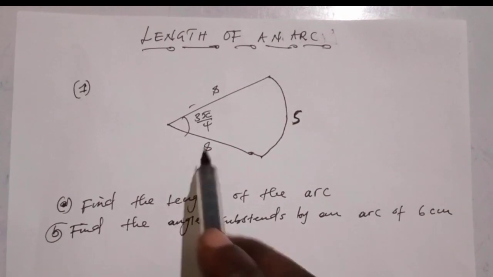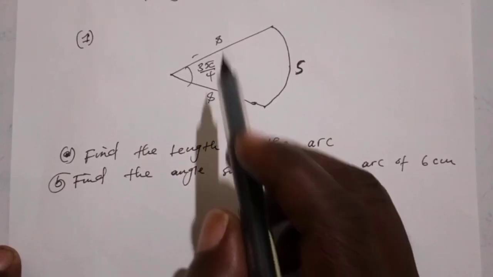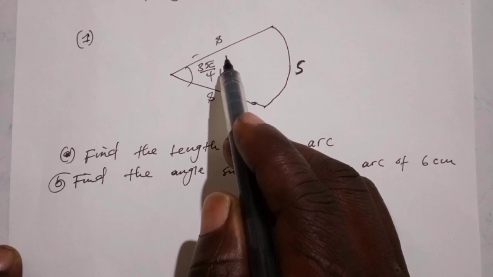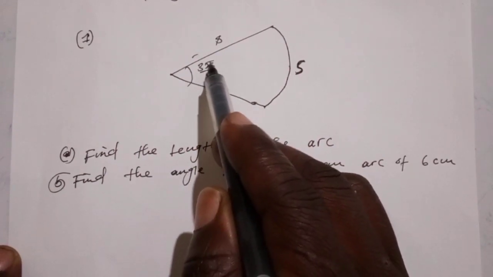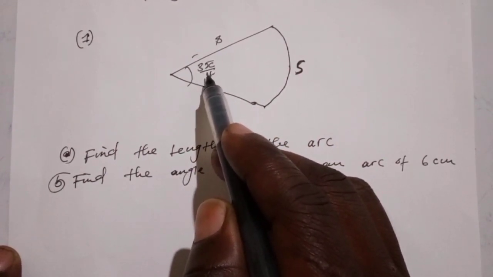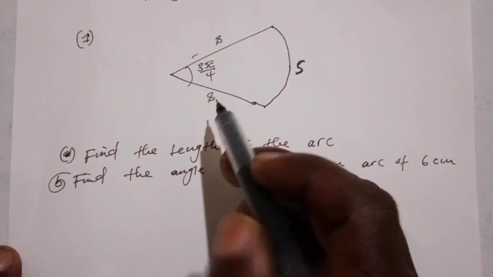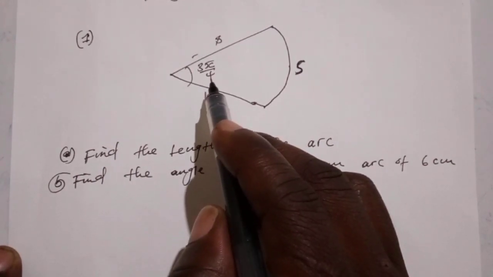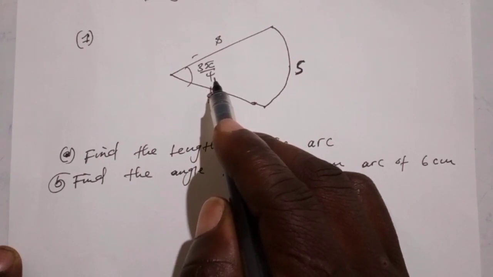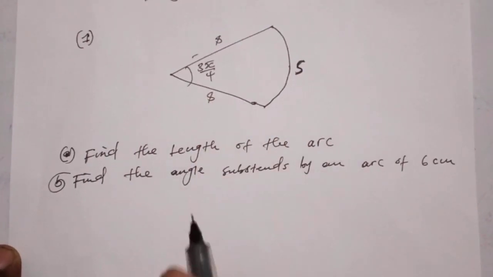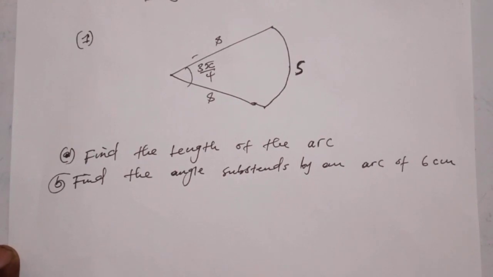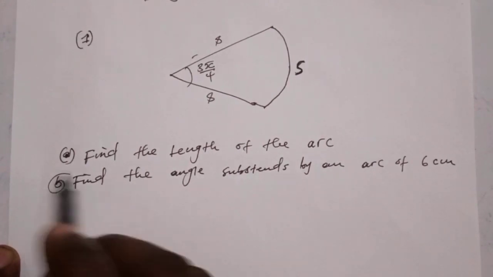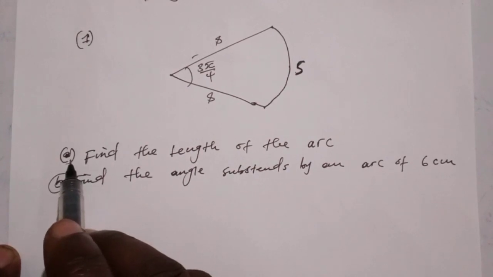We have the sector written down here, which has an angle in radians. The formula to use when we have a sector with an angle in radians is different from the one used when the angle is in degrees.